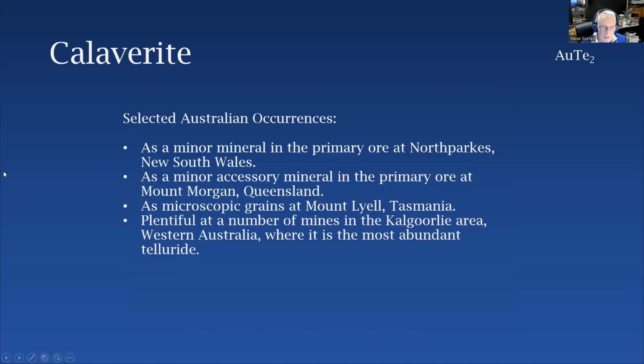Then we have Calaverite, which is a gold tellurium species. It's actually quite widespread, but not very well known from localities because for the most part, it's just a minor ore mineral or part of a primary ore. And you can see the third one there as microscopic grains at Mount Lyell. So it's been picked up when ore has been analysed, rather than it being a visible mineral that you can have in your collection, except, however, in Kalgoorlie in Western Australia.